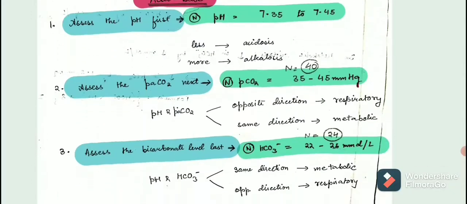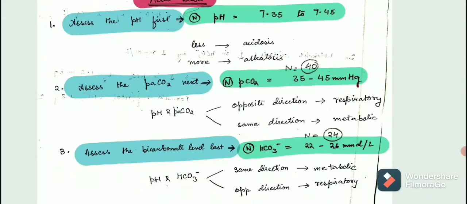Now lastly we will assess the bicarbonate level. Normal bicarbonate level is 22 to 26 millimole per liter. Now if pH and HCO3 are in the same direction, then we call this metabolic, and if they are in the opposite direction, then we call this respiratory.